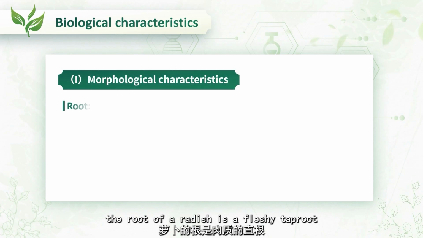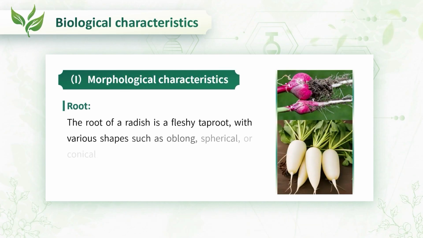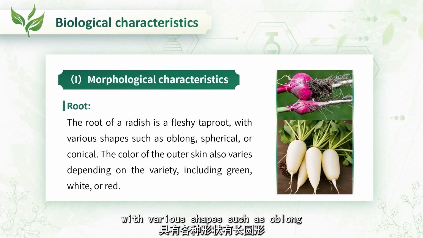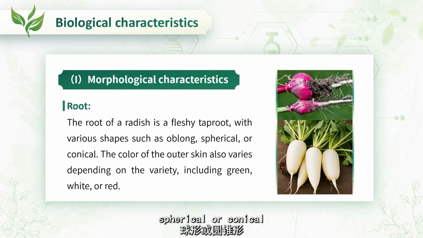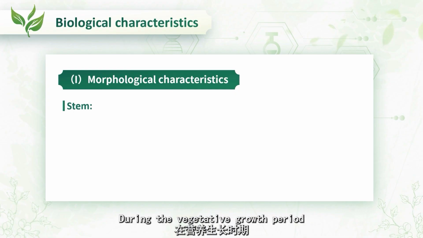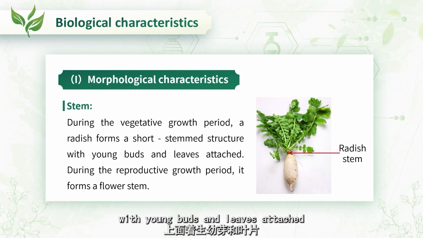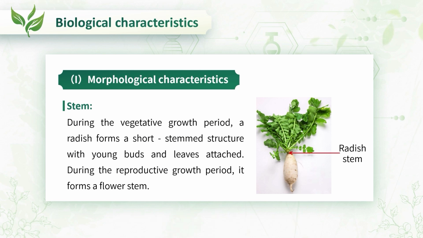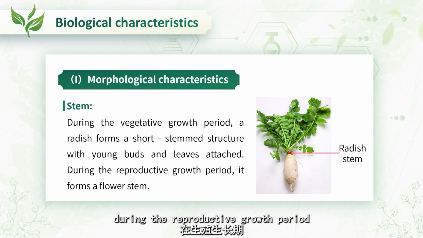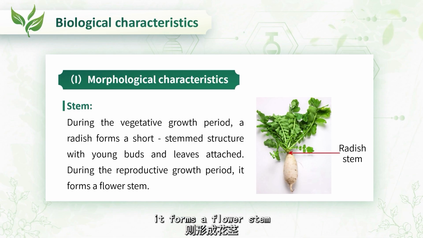The root of a radish is a fleshy taproot with various shapes such as oblong, spherical, or conical. The color of the outer skin also varies depending on the variety, including green, white, or red. During the vegetative growth period, a radish forms a short, stemmed structure with young buds and leaves attached. During the reproductive growth period, it forms a flower stem.